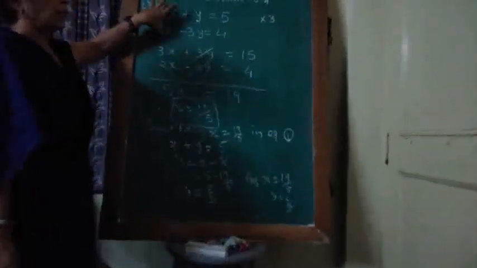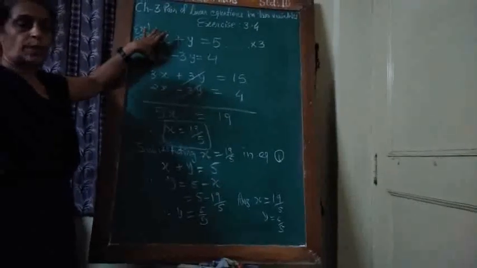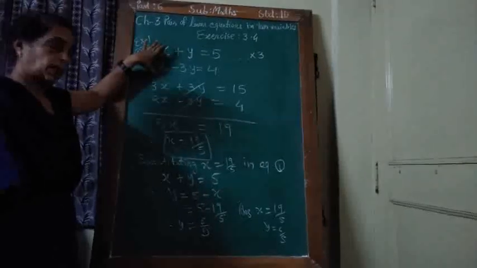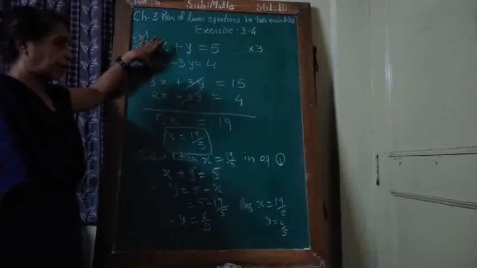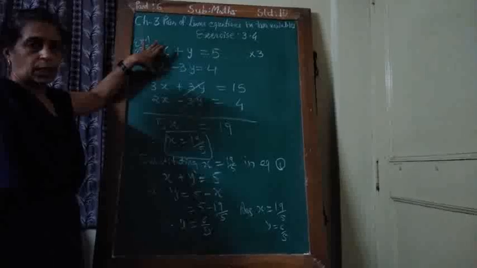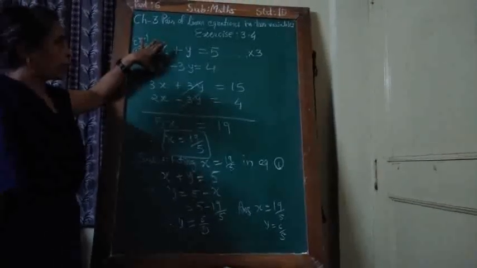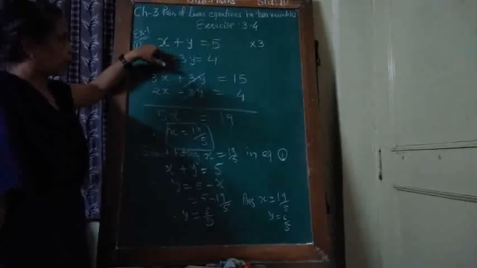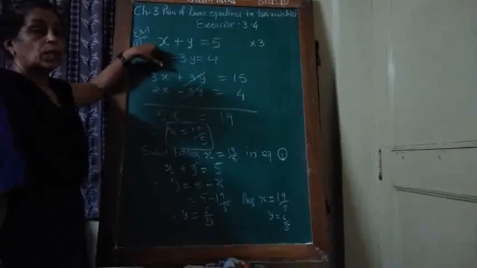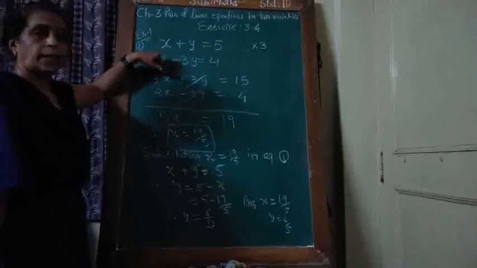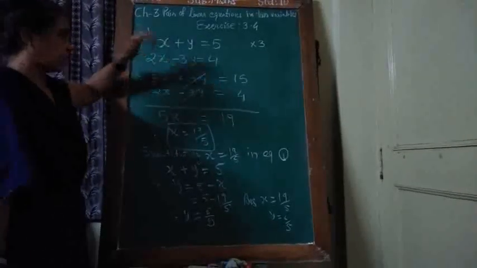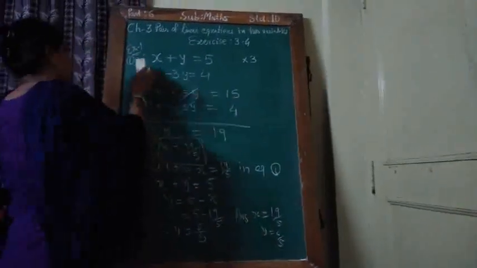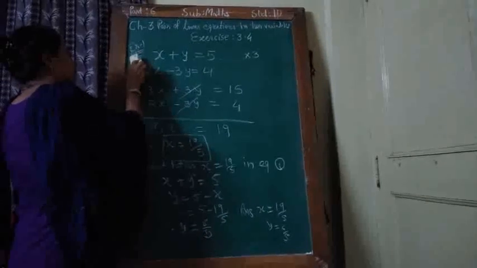If we solve these two equations by the substitution method or the graphical method, then also you get this answer. This answer is obtained by any method. Clear? So up to now we have studied the graphical method, the substitution method, and this third one is elimination. After that we shall see the cross multiplication method. But in this exercise, the whole exercise is based on which method?